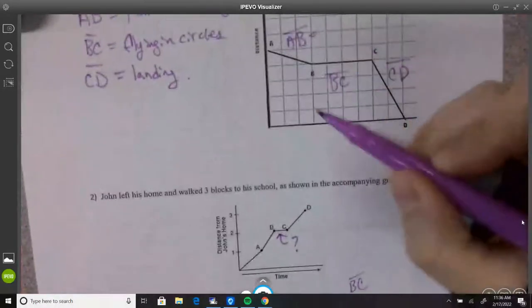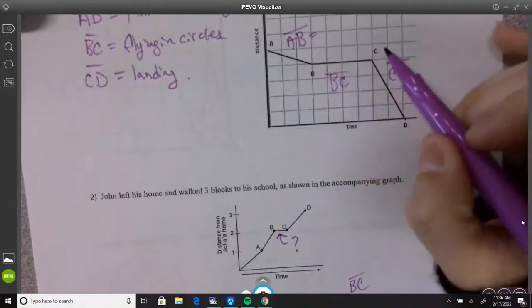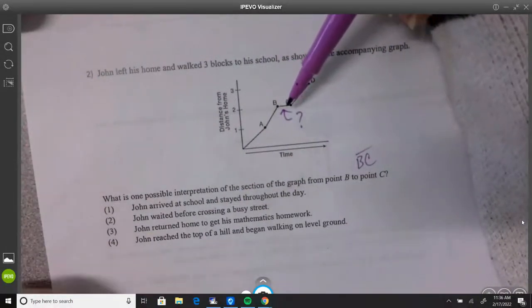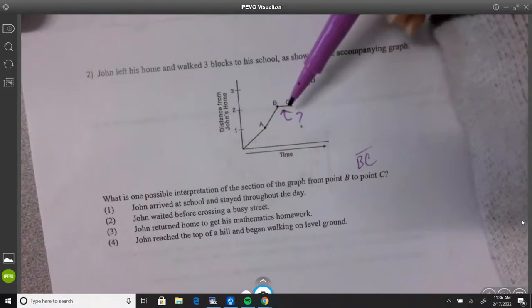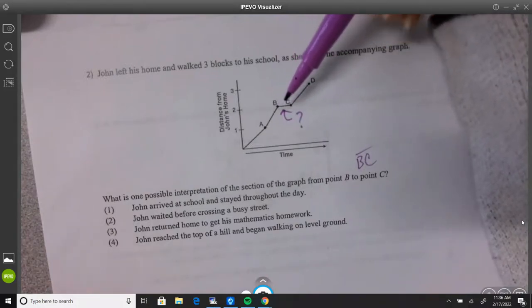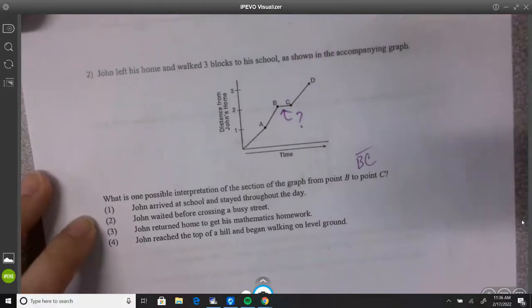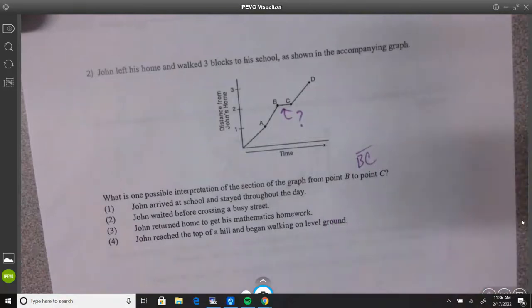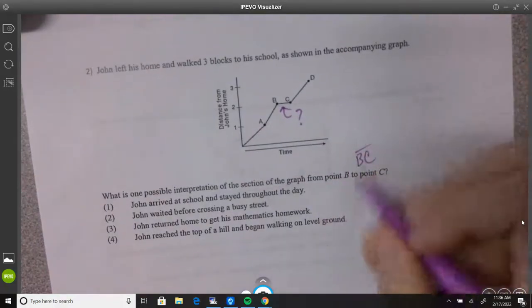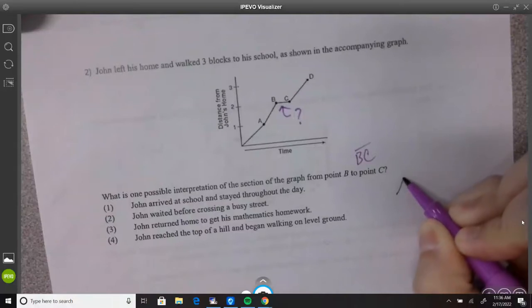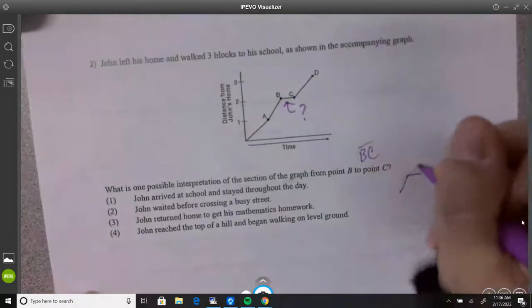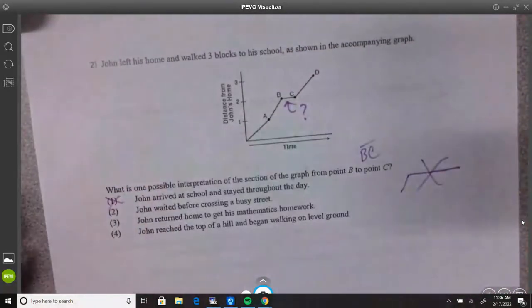As we see up here, again with the plane, it was flying in circles, it was kind of staying still. It's the same concept once more. If you are staying still, that means that time is still progressing, but no distance has been made. So right here, that's where that flat line is coming from. So option 1, John arrived at school and stayed throughout the day. Okay, that would make more sense if the graph looked like this. But our graph doesn't look like that, so that's not really a possibility.